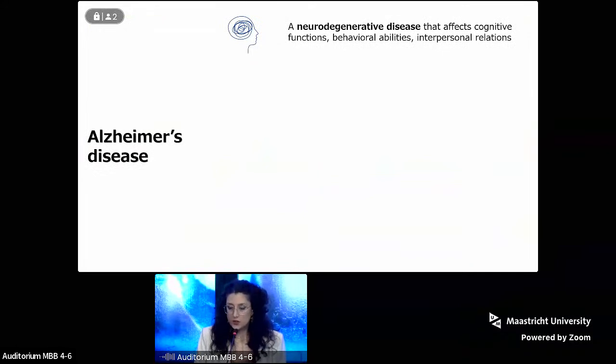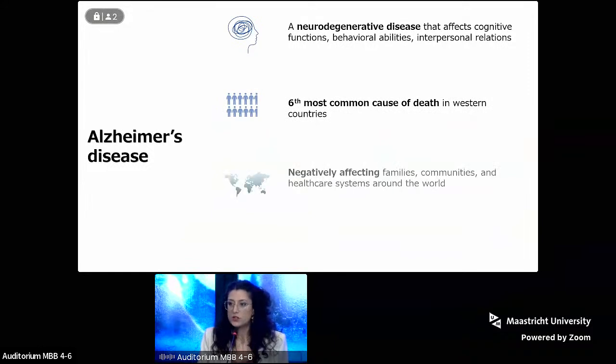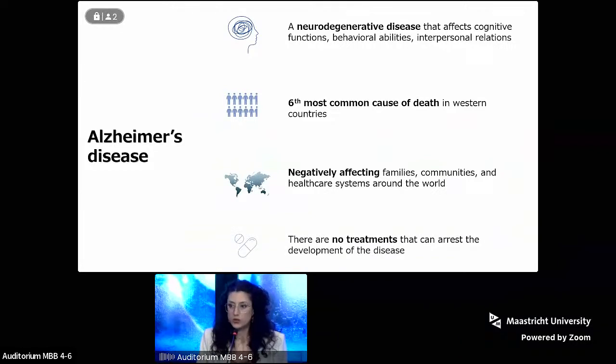Alzheimer's disease is a neurodegenerative disorder that affects cognitive functions, behavioral abilities, and interpersonal relations. It's the sixth most common cause of death in the Western countries and is negatively affecting families, communities, and healthcare systems around the world. There are no treatments that can arrest the development of this disease.